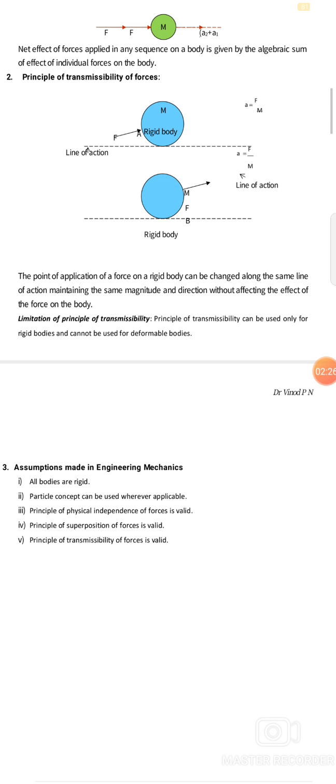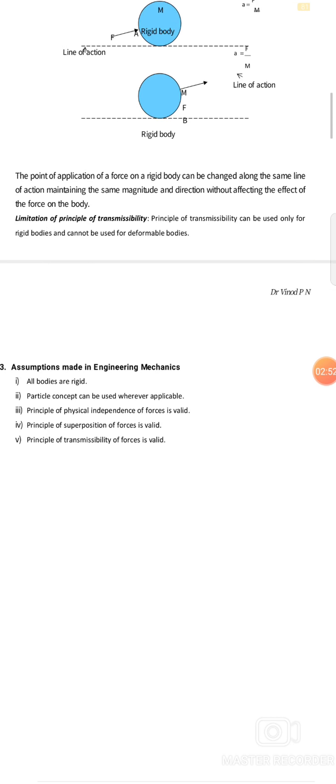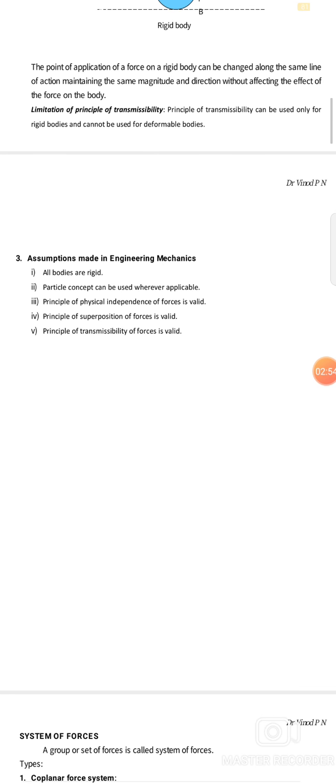Then the limitations should be remembered for the principle of transmissibility. The principle of transmissibility can be used only for rigid bodies and cannot be used for deformable bodies. We should remember this very important limitation: it is only used for rigid bodies, that is, for fixed bodies. It cannot be used for deformable bodies. Deformable bodies are nothing but bodies which are going to break down.